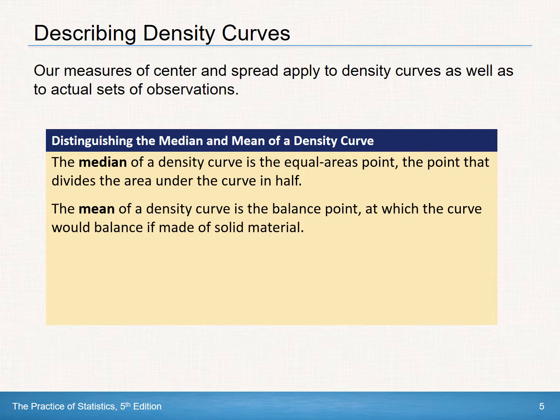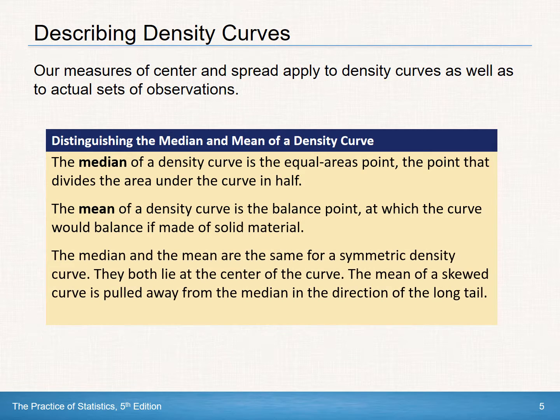The mean is what we call the balance point. It's where the curve would balance if it was made of solid material. If we could take that curve and balance it, and it was like a solid block figure, where would it balance? The median and mean are the same for a symmetric density curve. They both will be at the center of the curve. The mean of a skewed curve is pulled away from the median in the direction of the long tail. We saw that last section when we were talking about histograms.